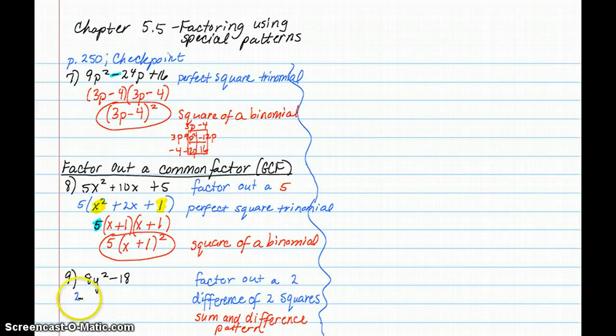And it's going to be 2 times what is 8y squared? Well, that's 4y squared. 2 times what is 18? Well, that's 9, so minus 9. And now you can see that you, in fact, do have a perfect square here, 4y squared, and a perfect square here, 9. So it is now the difference of 2 squares. Don't forget to bring down your 2.